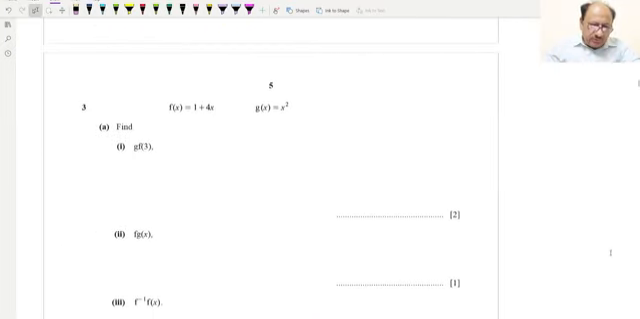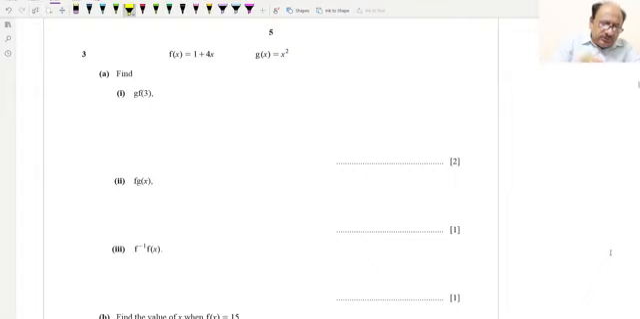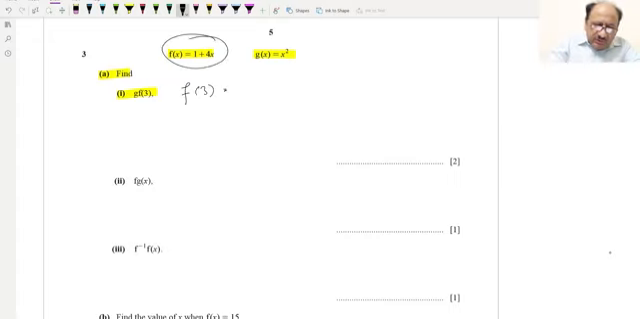Hopefully you understood this. Now question number 3 is an easier one, which is a functions question. f of x, g of x is given. We have to find g of f of 3. So first of all we will find f of 3, and f of 3 is we will replace x by 3 in f of x, so we'll get 1 plus 4 into 3, 4 into 3 is 12, 12 plus 1 is 13. So f of 3 is equal to 13.